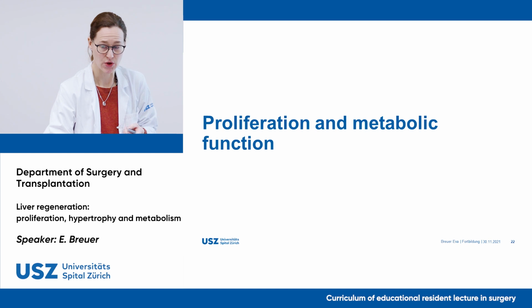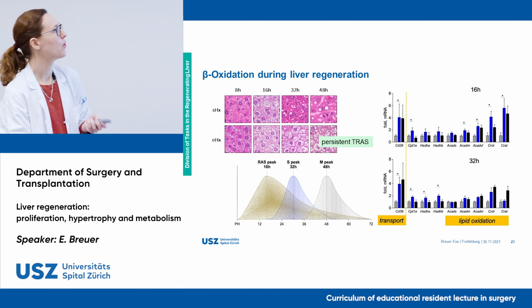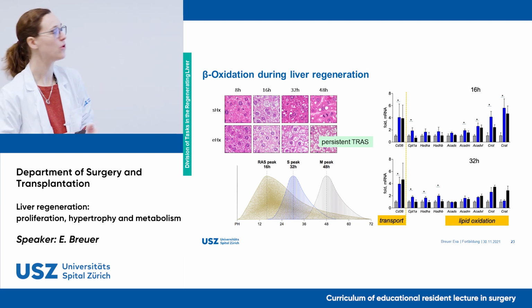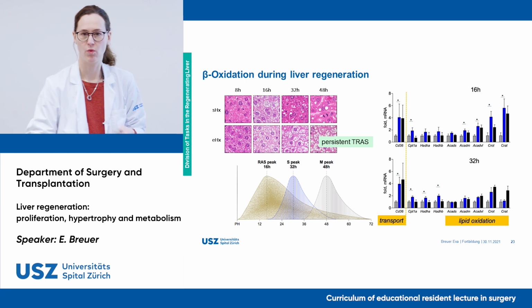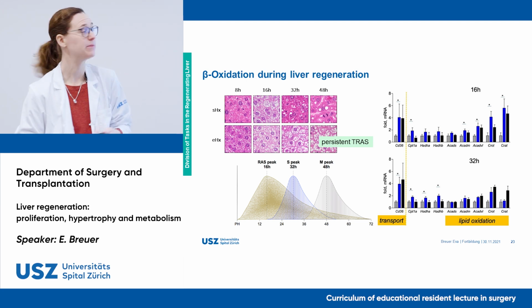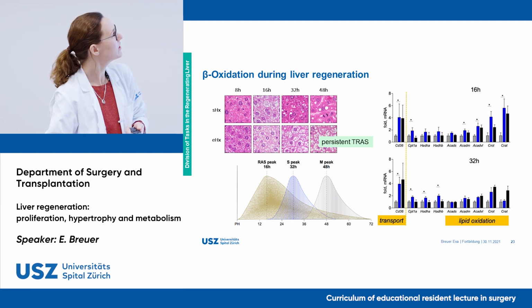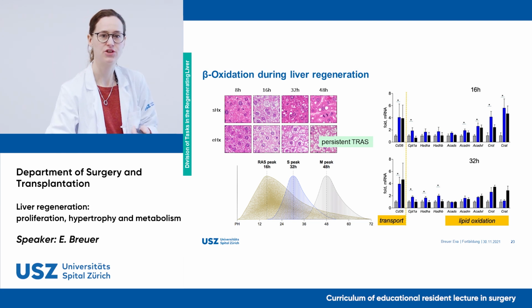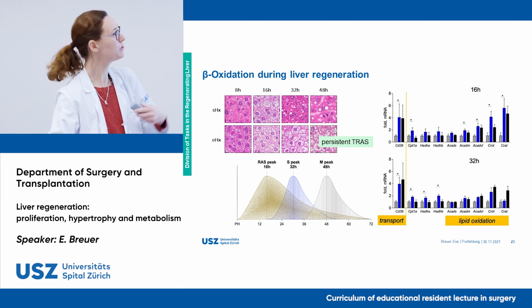But what is the connection to the metabolic functions? We know some of you have seen these slides already. This is also from a former lab member. One very important metabolic function is the beta oxidation. If you take a look at the standard hepatectomy, we see that we have this transient accumulation of fat in the liver. So as soon as the regeneration starts, the fat is accumulated in the liver.